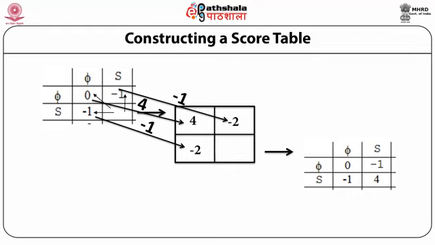In the present example, a linear gap penalty of -1 is followed and this gap penalty is added to the number in the left cell and also to the number in the upper cell.